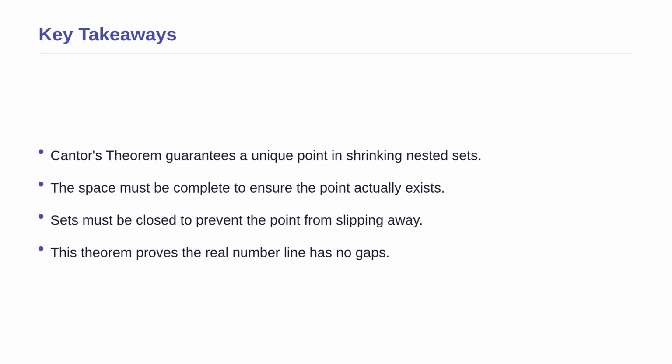To wrap up, let us review the most important ideas we have covered. Cantor's intersection theorem is a powerful guarantee about trapping points in a complete space. It tells us that shrinking, nested, closed sets will perfectly pinpoint exactly one location. Remember how the conditions connect? The completeness of the space ensures the point actually exists, while the closed nature of the sets prevents the point from slipping through the boundary. This foundational pillar is what proves the real number line has no gaps, allowing calculus to work smoothly. You have now mastered the full concept, from intuition to rigorous proof. Excellent work!